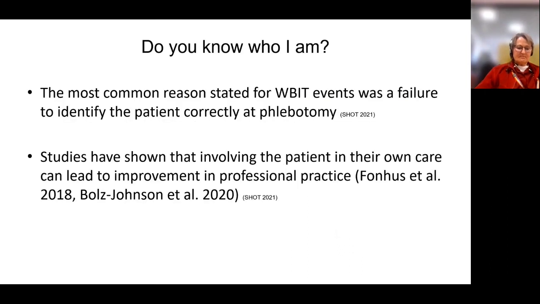Slide, please, Terrie. Do you know who I am? These are some quotes from the SHOT report 2021. The most common reason stated for wrong blood in tube events was a failure to identify the patient correctly at phlebotomy. And studies have shown that involving the patient in their own care can lead to improvement in professional practice. So perhaps something that you could do is ask the patient to check the details on that bottle of blood after you take it, prior to packing it up and sending it away, because the patient may be able to correct the spelling of their name, putting an E instead of an I, etc.